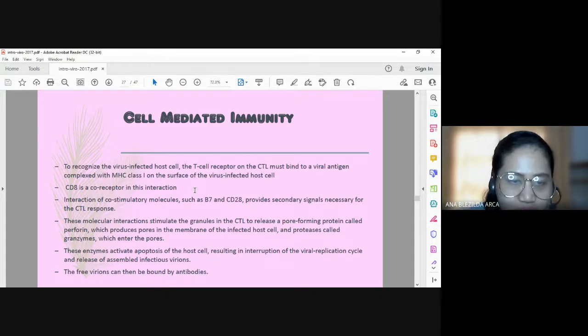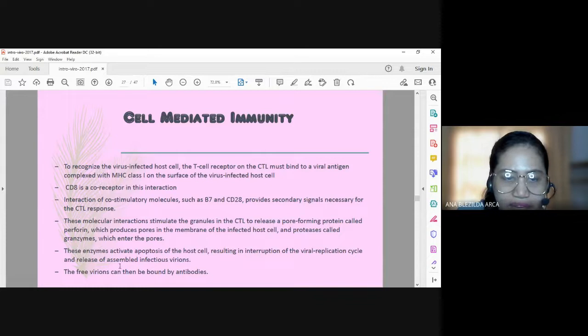So kapag magkakadikit na yon, then it will now tend to stimulate the production of the molecules that will send signals for the CTL response. Okay? So kapag na-detect na ng CTL na meron ng mga interaction because of these signal molecules such as the B7 and CD28, then this is now the time that the cytotoxic T cell will attach to the infected cell to release a protein known as the perforin. Binubutas niya. And then after that, it will release a protease called the granzyme to enter the pores of the cell. That will actually lead to the apoptosis of the cell. So masisira na yung infected cell.